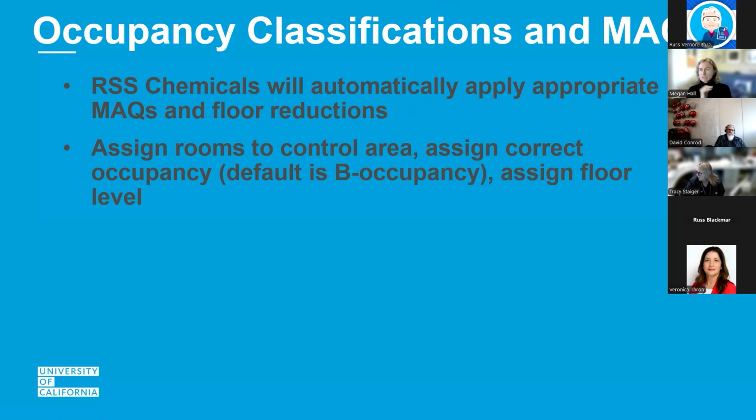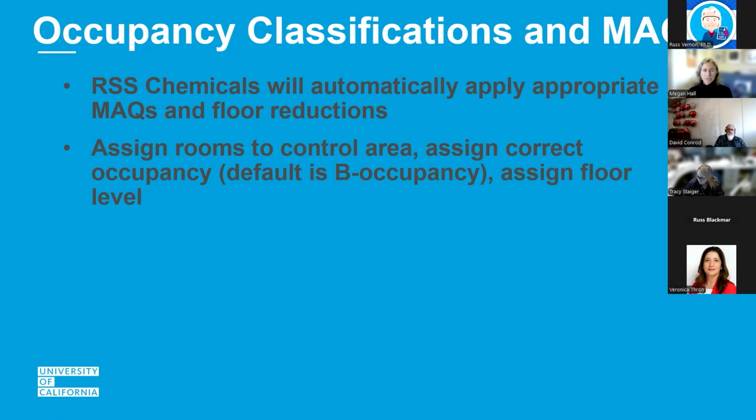The default for all the buildings is a B occupancy. You don't necessarily need to change that if it's an R or an A, because the same MAQ limits would apply, but you can if you want. And you do need to be aware of those material specific restrictions that are more strict than the MAQ table.